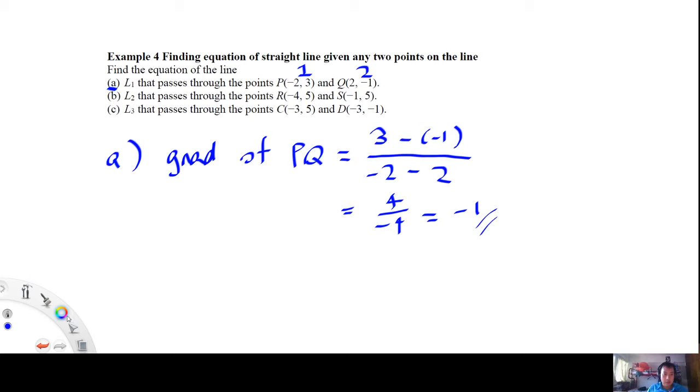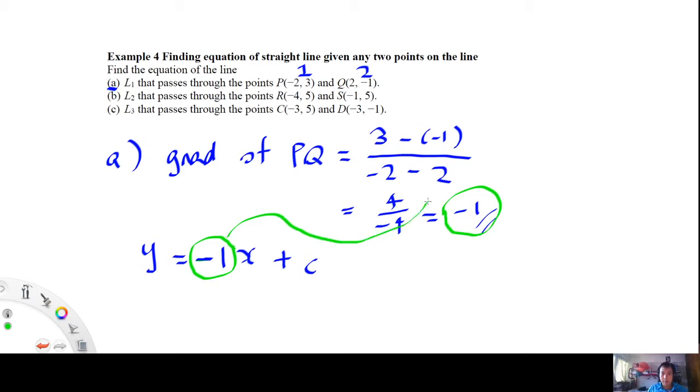Now here's the thing that we will use in our y equals mx plus c. I'm going to write the incomplete equation of the line because I don't have the y-intercept. To continue our working from part 1, the equation of the line is y equals gradient times x, and this gradient is minus 1, plus c. Of course, we wouldn't write minus 1x, we just write minus x, but I got this from part 1.